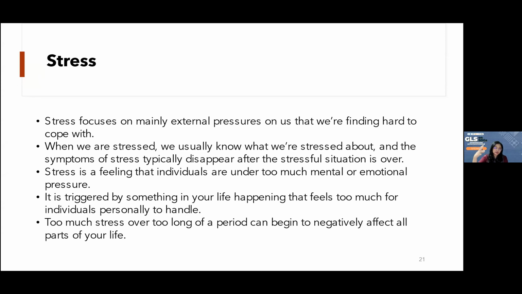So there's a stressor. That's an external pressure that is more than your expectation, more than your resources can handle. Yeah, so it is called stress.